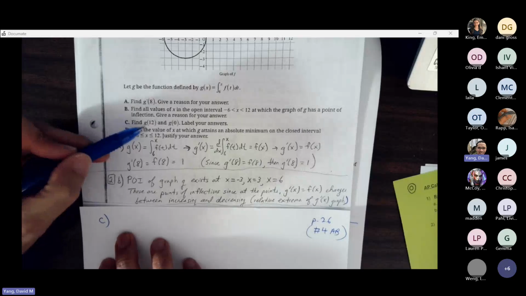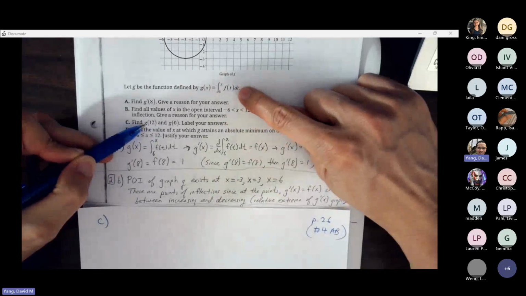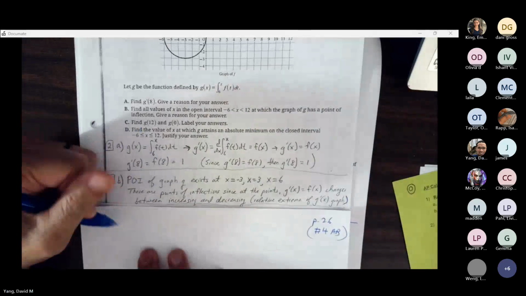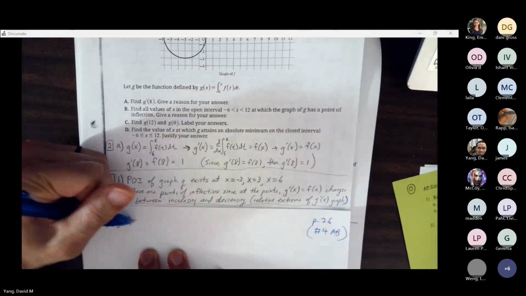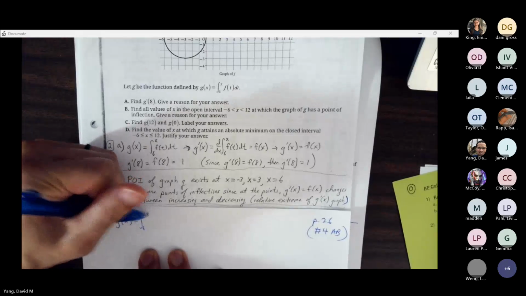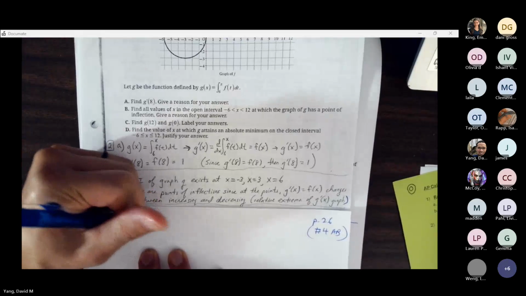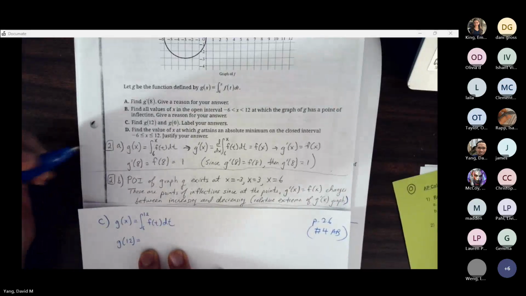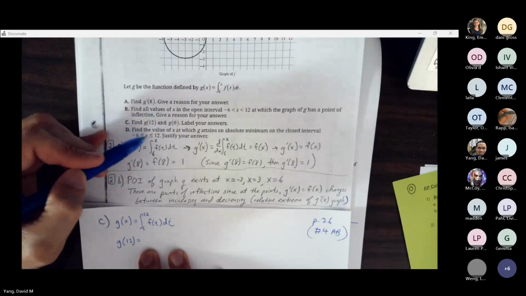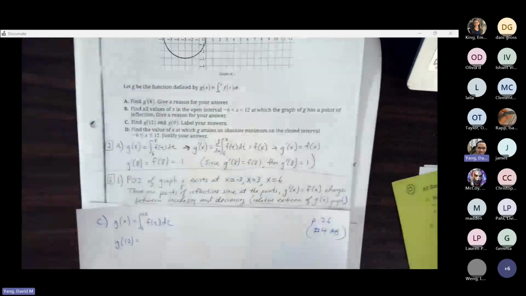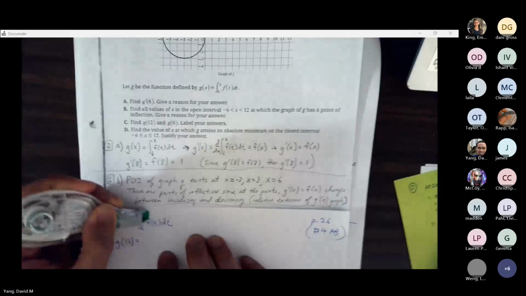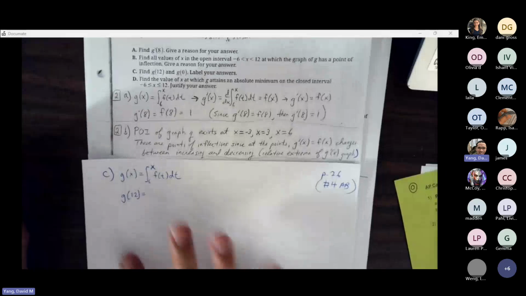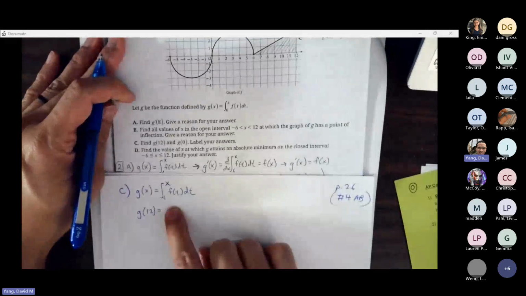Part C, find g of 12 and g of 0. Well, we have a formula to find any output of the g function, so we just follow that formula. The upper bound is x, not 12 yet. Okay, so now if I want to find g of 12, I can just put 12 into my definition here.